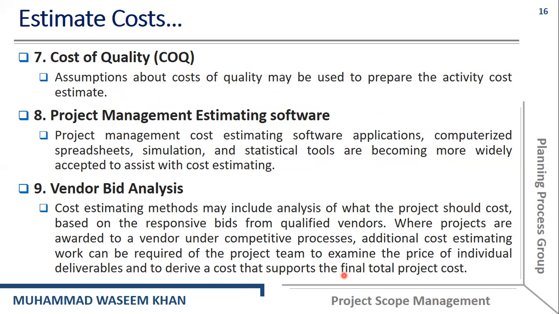Then we have the cost of quality. It is the assumption about the cost of quality that may be used to prepare the activity cost estimate. So yes, we can take some assumptions about the cost of quality, and we consider the cost of quality while estimating the cost as well. So we also add quality-related costs, be it the failure cost, the defective cost, or the maintenance cost. We actually estimate those costs as well.